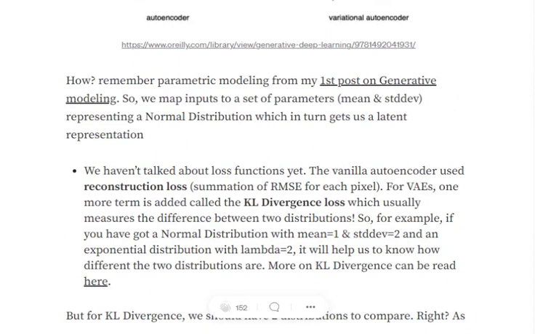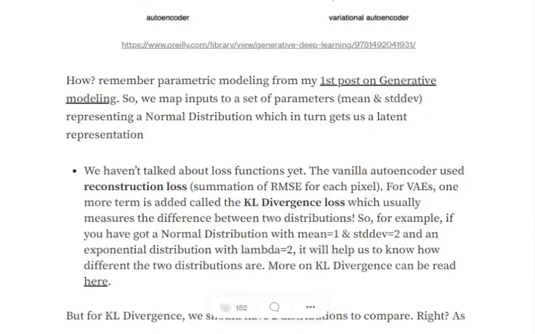Now in case of KL divergence loss, I wouldn't be diving deep into its mathematics, but it is basically used to determine the difference between two distributions. So basically, it can give us an idea if we have a normal distribution with mean 1 and standard deviation 2, and another with mean 2 and standard deviation 4. KL divergence loss helps us to calculate the difference between the two distributions. Now a couple of things that we have missed is how are we going to map images to a normal distribution.